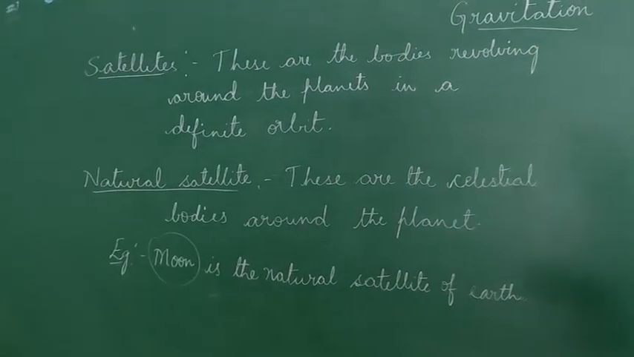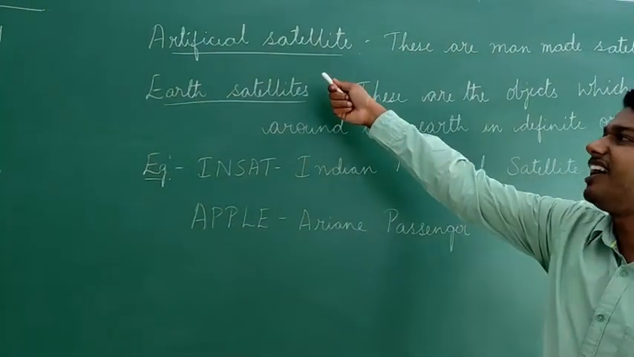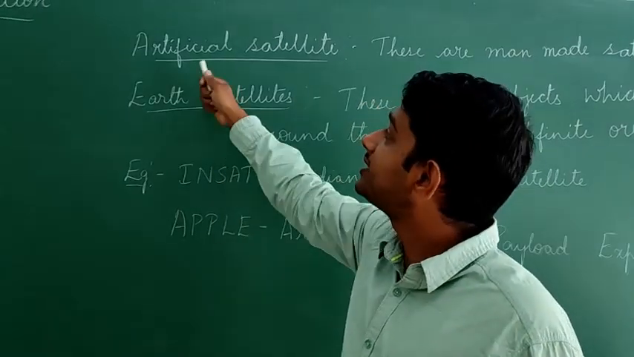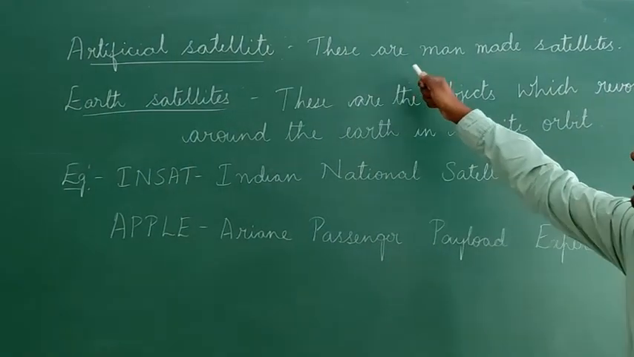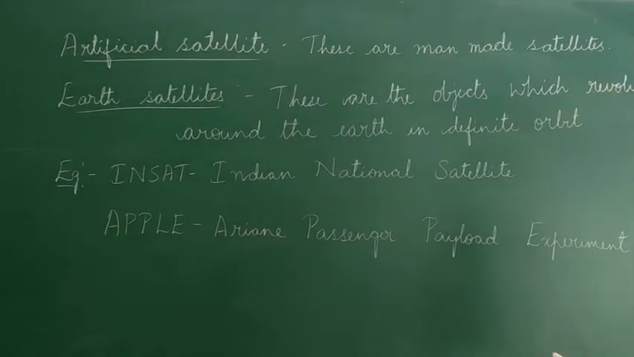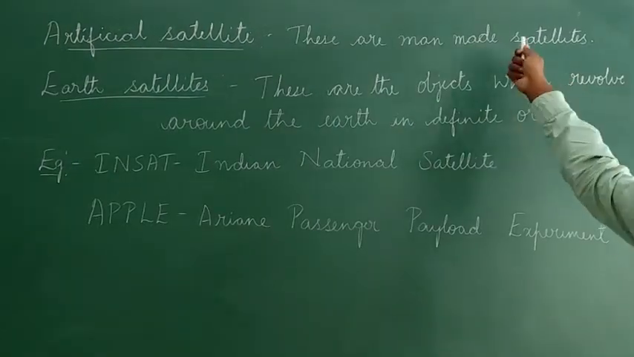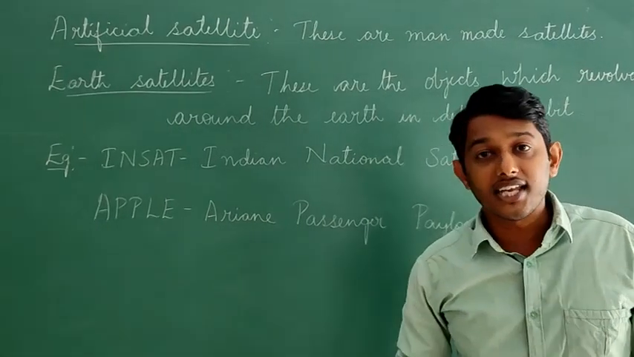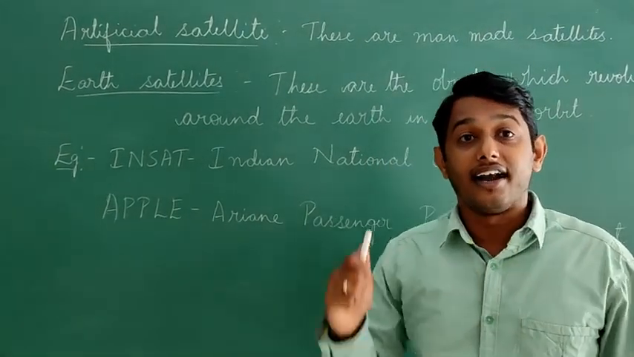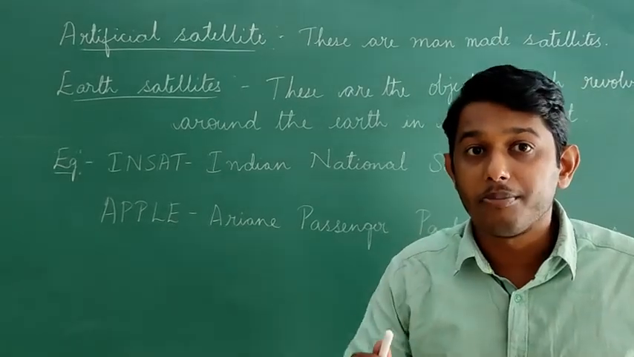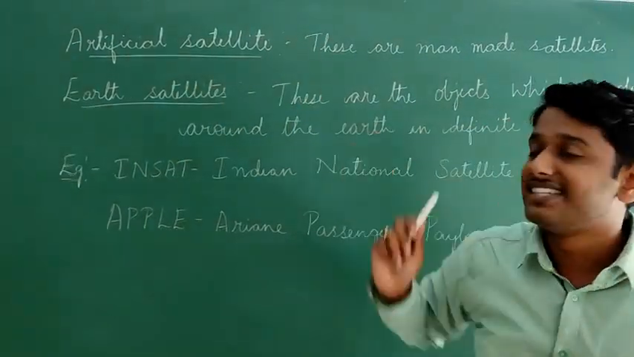The next one is the artificial satellite. What do you mean by artificial? It is man-made. The name itself suggests that. So these are man-made satellites, artificially created by man, and they are made to orbit at a certain height. So these satellites are called artificial satellites.